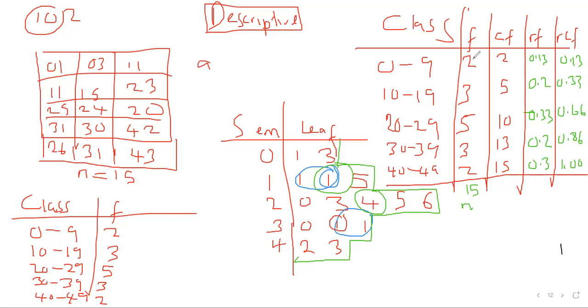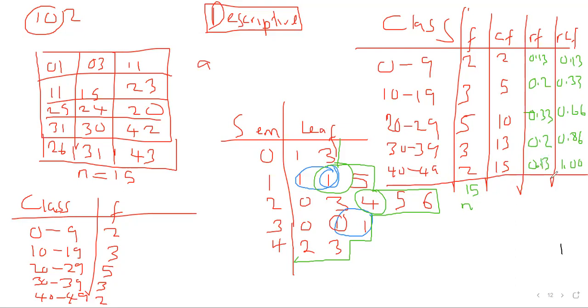So let me go through again. Frequency: 2 divided by 15, we get 0.13. 3 divided by 15, 0.2. 5 divided by 15, 0.33. 3 divided by 15, 0.2. 2 divided by 15, 0.13.